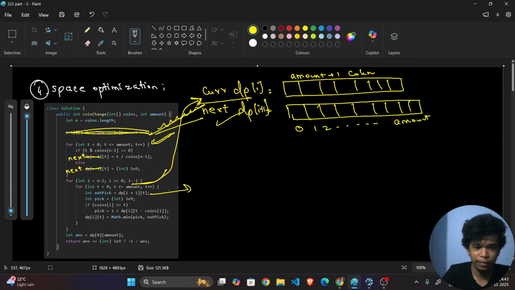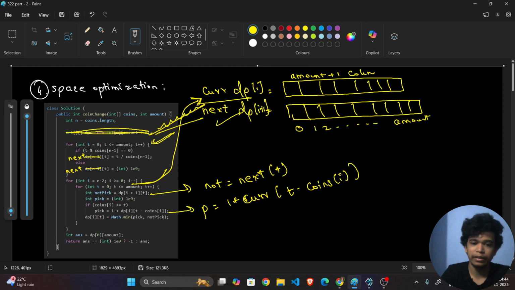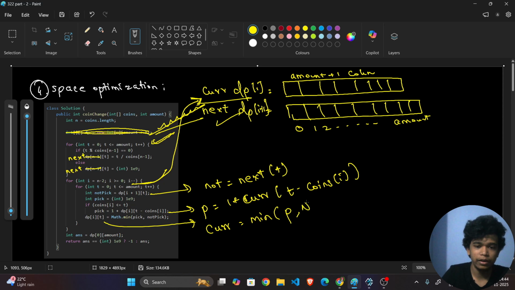Now in this particular line, in not pick, instead of DP of I plus 1, I will be taking next of t. Similarly at this particular line, in pick, I will be taking 1 plus current of t minus coins of I. Why am I taking it like this? Because here it is DP of I, and instead we want to take current. Now in this line, I want current to be the minimum among pick and not pick.